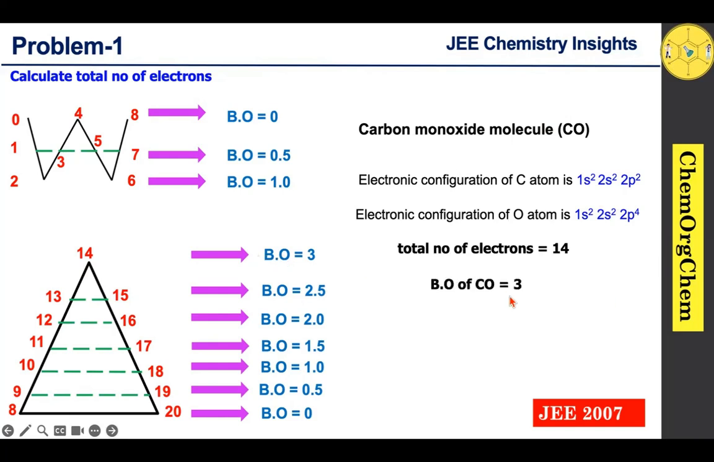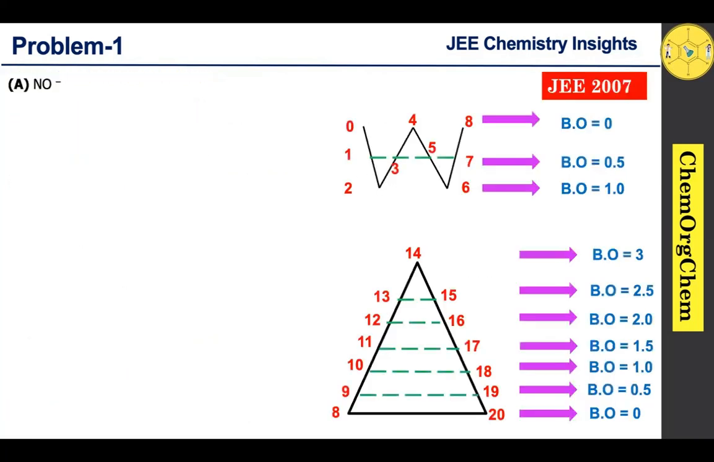Now you compare with our previous slide, where we got the carbon monoxide bond order from molecular orbital theory, which also produced 3. This method also produces 3, but this method is the fastest way to calculate the bond order. So let's see each option one by one.